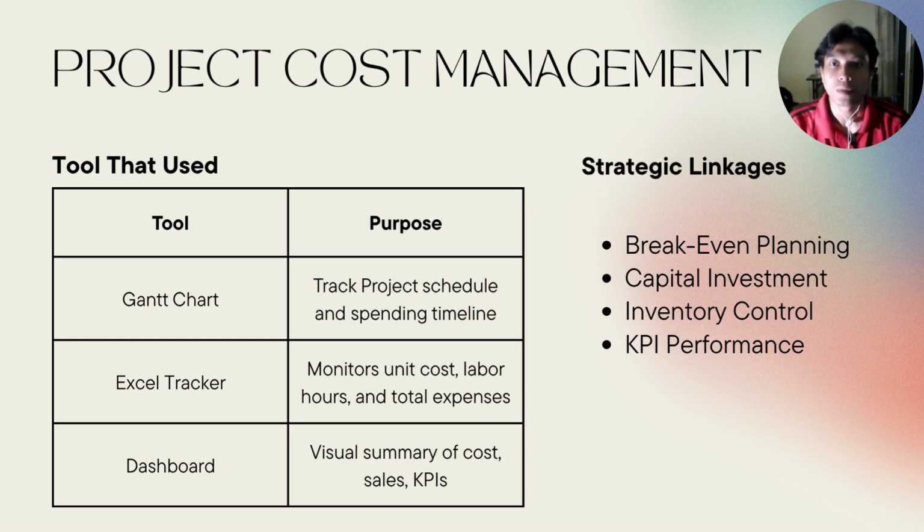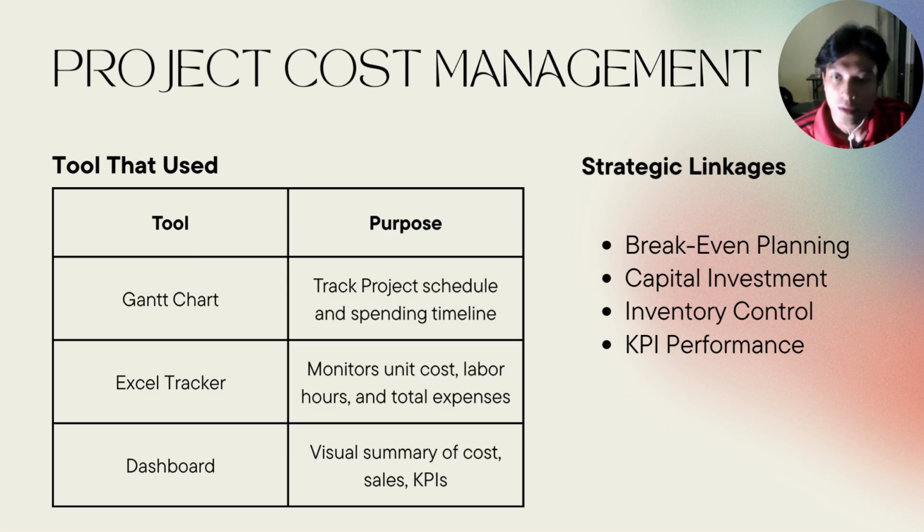And the next part is about strategic linkage. The cost management supports these four sections: break-even planning, which prevents losses below 500 units sold; capital investment, which monitors robotic equipment cost versus NPV targets; inventory control, which tracks costs from GIT and WIP inventory strategies; and KPI performance, which controls costs per unit and improves the ROI and efficiency.